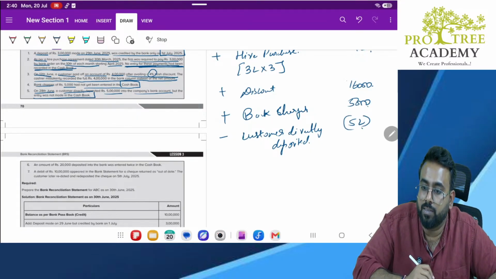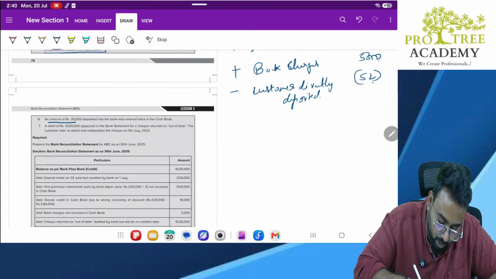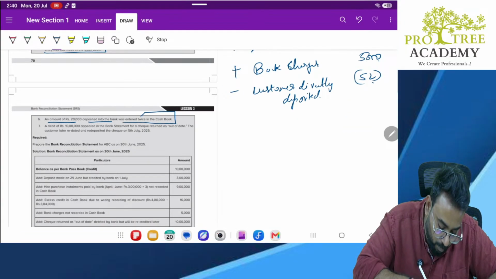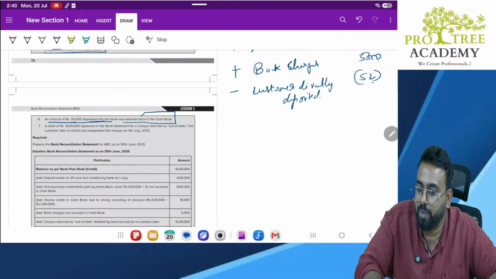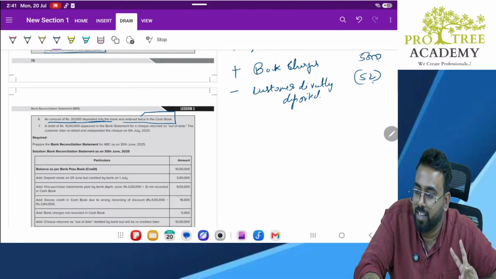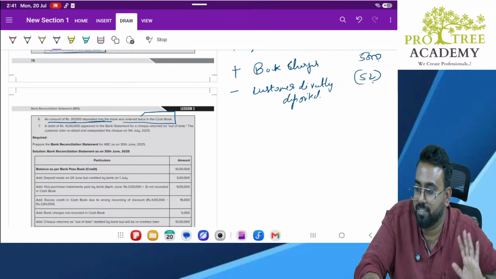ಅರ್ಥ ಆಗ್ತೇನೆ ಇಲ್ಲಪ್ಪ? Next, an amount of 20,000 deposited into bank was entered twice in the cash book. What did the cashier do? 2 ಸತಿ. ಬ್ಯಾಂಕರ್ did 1 ಸತಿ. ಏನ್ ತಪ್ಪು ಮಾಡಬೇಕು? ಇನ್ನೊಂದ್ ಸತಿ ಅಷ್ಟೇ.